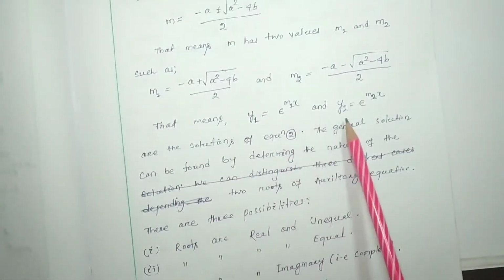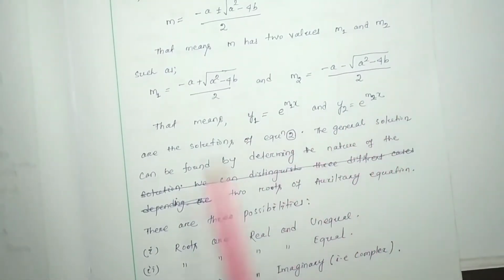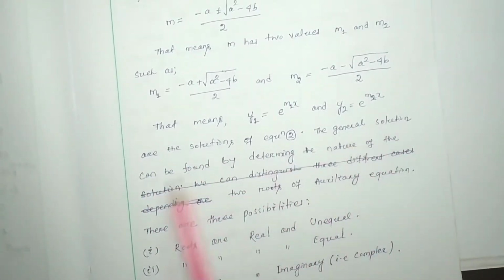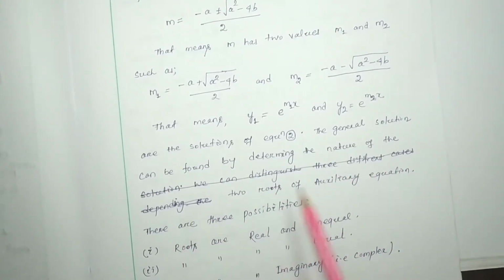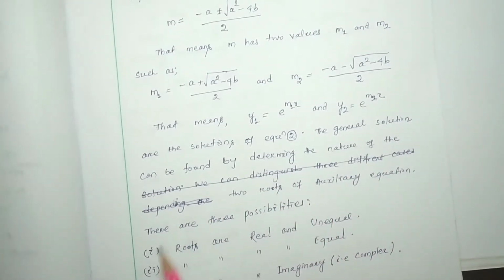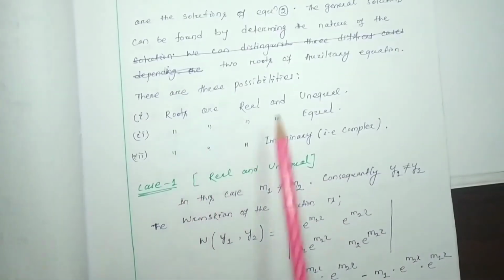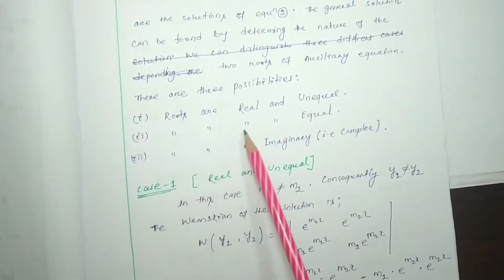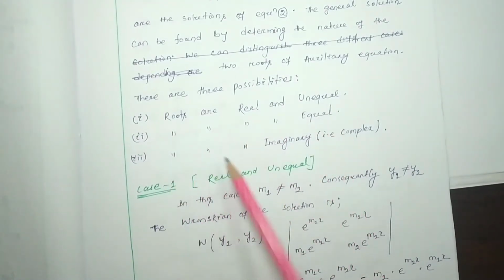That means y1 equal to e to the m1x and y2 equal to e to the m2x are two solutions of equation number 2, and the general solution can be found by determining the nature of the two roots of the auxiliary equation. What are the possibilities? The roots are real and unequal, or the roots are real and equal, or the roots are imaginary or complex.